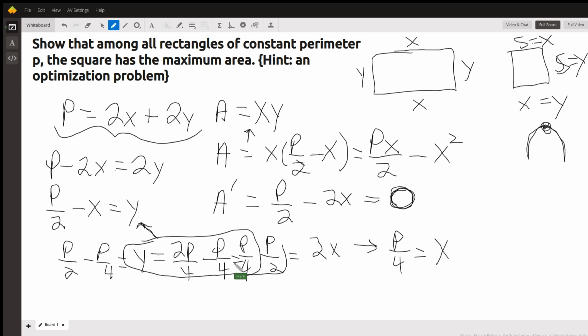and X equals P over 4. They're the same. So this is a square where the sides, the length, now that's P over 4, and width are the same. So there, it's a square.